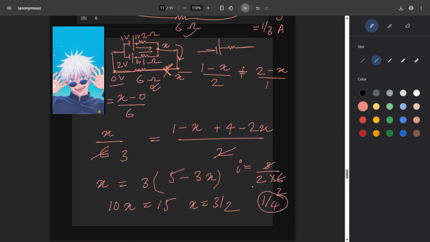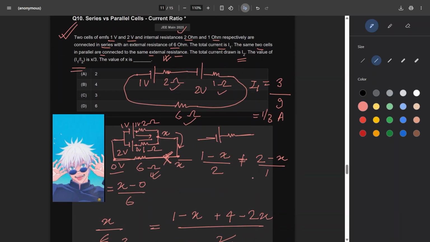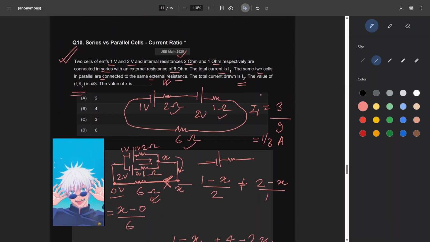So the current I2 here is 1 upon 4. And we had I1 here as 1 upon 3, right? 1 upon 3. We need I1 upon I2. So I1 upon I2 will be 1 upon 3 by 1 upon 4, right? That is 4 upon 3. So we have x as 4.